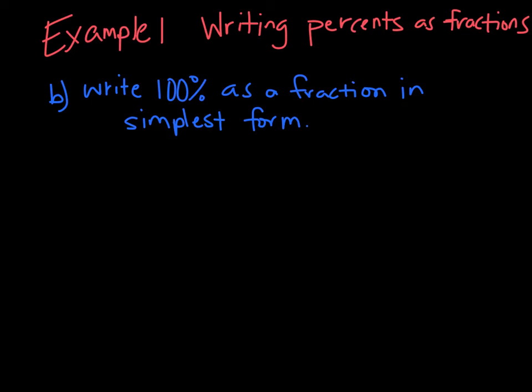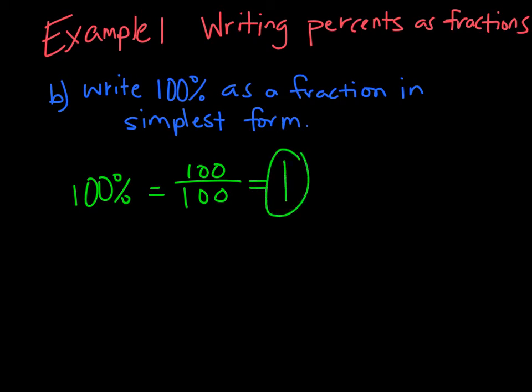The next one says write 100% as a fraction in simplest form. Don't let this confuse you because you have 100%. What is the part? Well, technically there's no part because it's 100 over 100. And how many times can 100 go into 100? One whole time. So our answer here is 1.